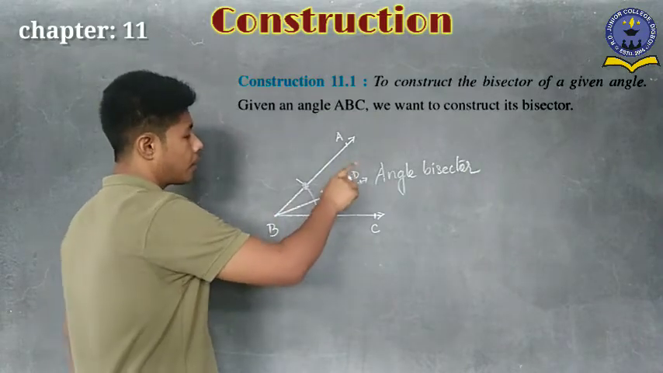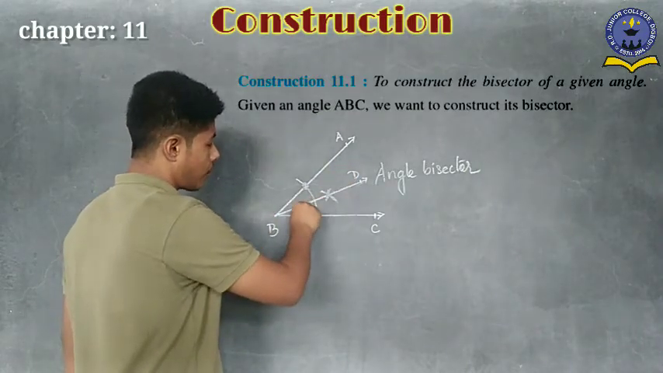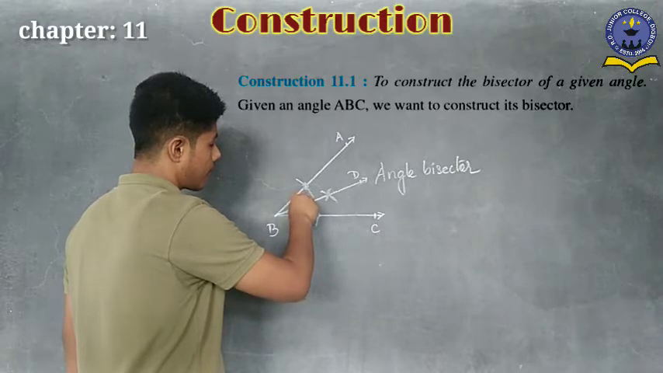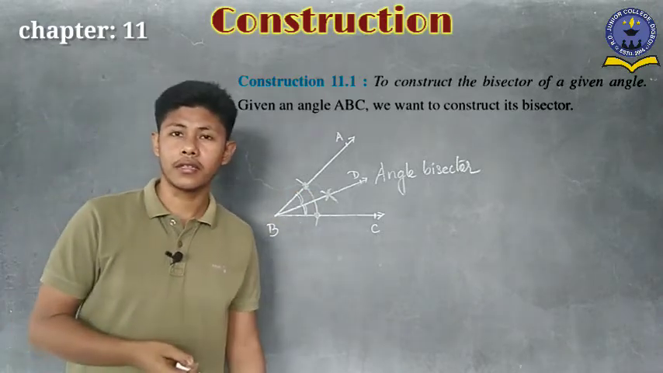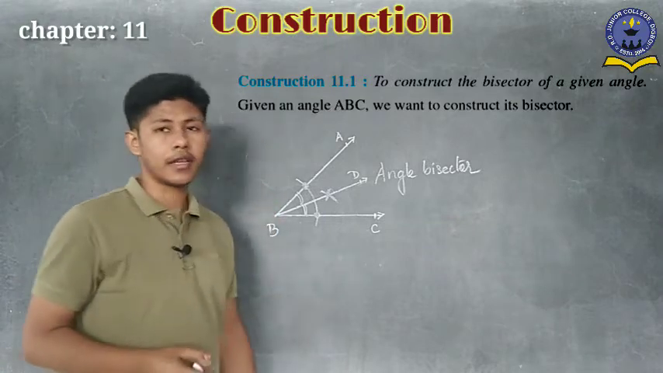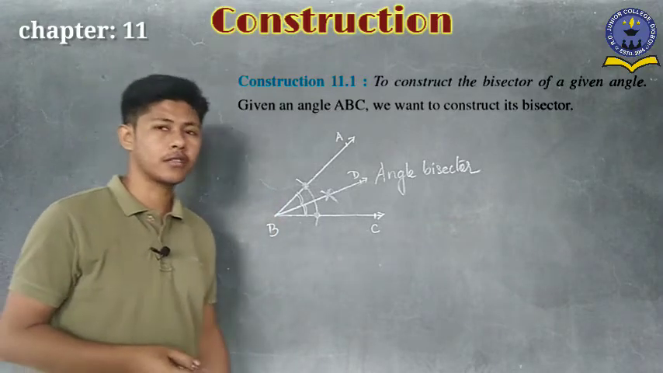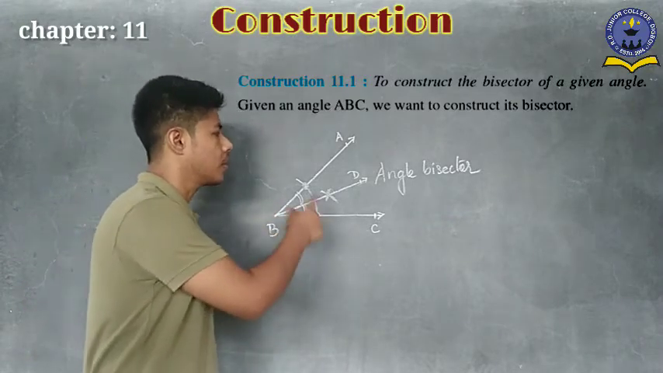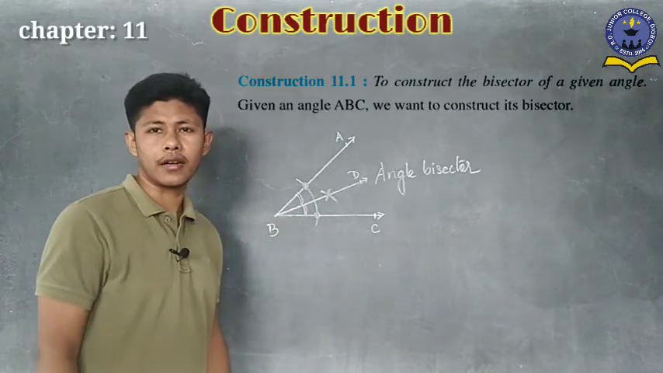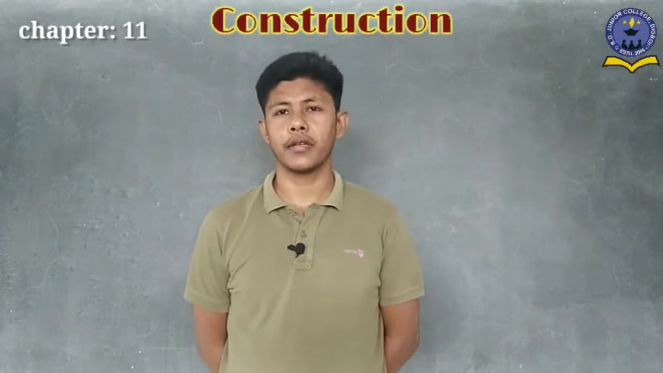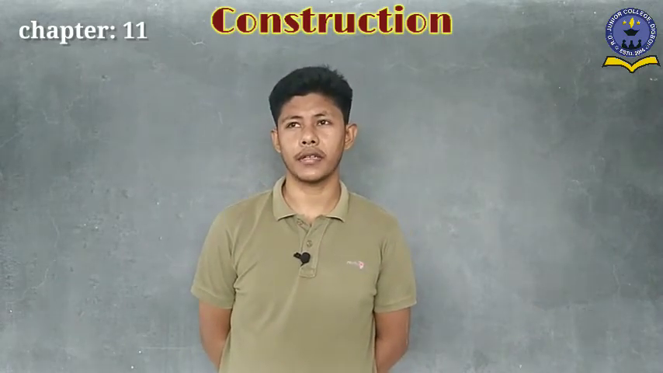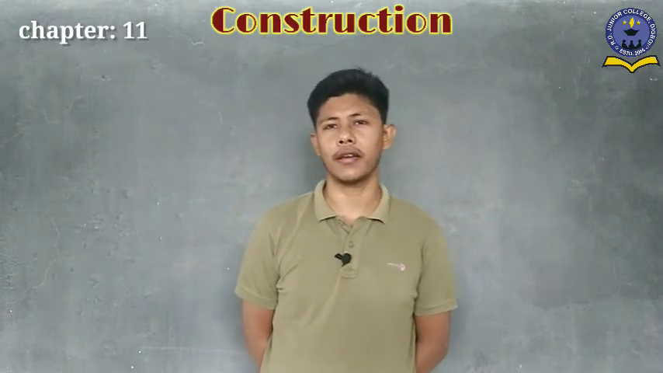Why? If we draw in this way, one angle is this one and another angle is this one. These two angles are always equal. Is it clear? So this one is known as the angle bisector. If anyone asks you to draw an angle bisector, we have to draw it in this way. Is it clear? Okay. Now the first one is very simple, isn't it?